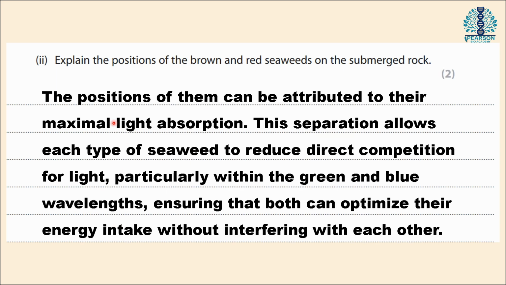The positions of them can be attributed to their maximal light absorption, and this separation allows each type of seaweed to reduce direct competition for light, particularly within the green and blue wavelengths, ensuring that both can optimize their energy intake without interfering with each other.